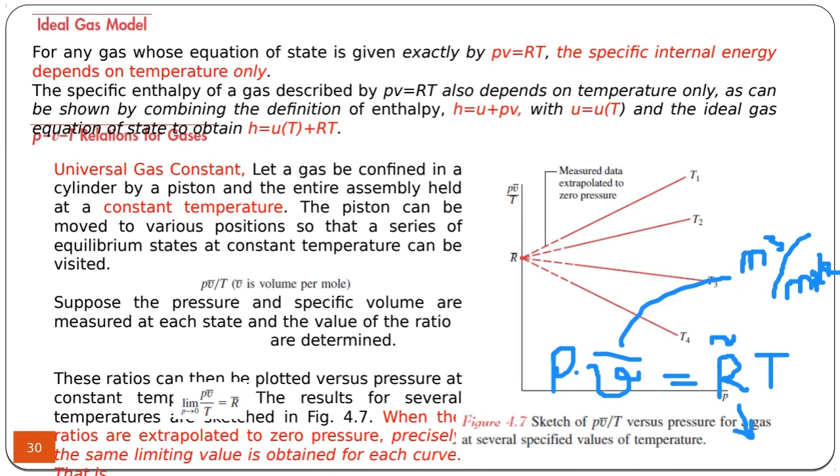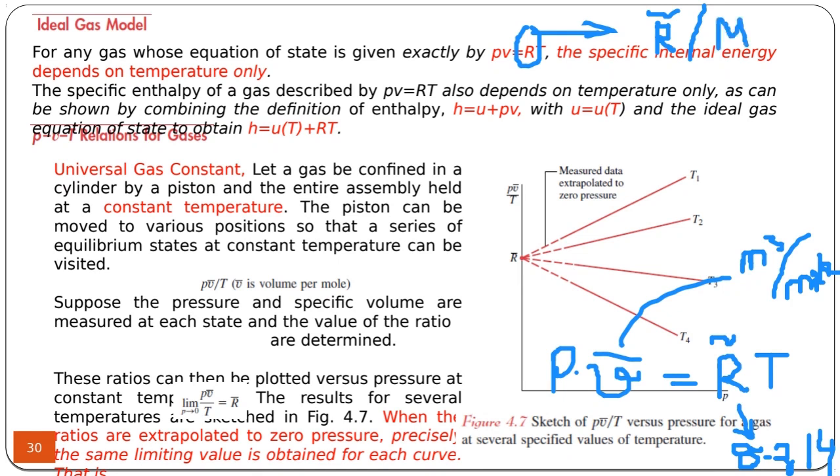It has a value of 8.314 kilojoules per kilomole per Kelvin, whereas the R here is dependent upon the gas and is calculated from the universal gas constant divided by the molar mass of the gas.